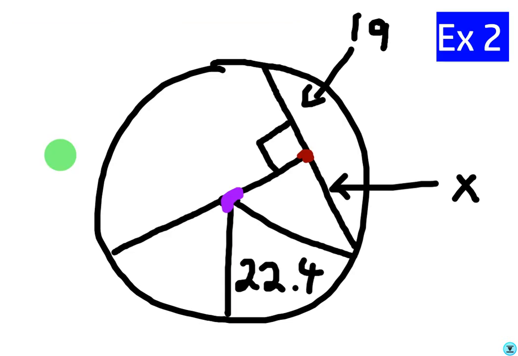Okay, so right off the bat, who knows what the answer is for this one? 19. Okay, so what theorem? How do you know it's 19? Good job. How do you know that x is the same as this over here? Because it's perpendicular and it passes through the center point, so we know that these two segments of the chord are both the same. Okay? So this 22.4 down here for the radius, again, it doesn't matter. It has nothing to do with solving this problem.